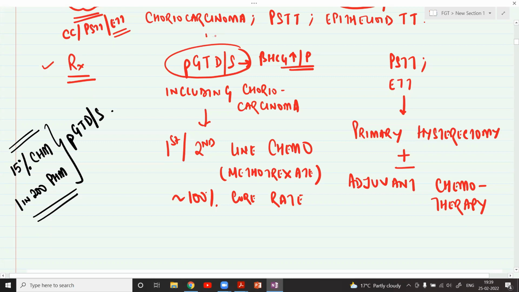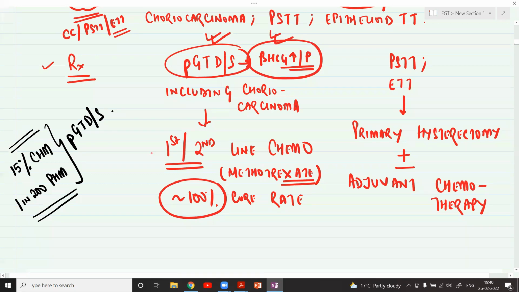Now, why am I separating? Because any persistent gestational trophoblastic disease is treated with first or second line chemotherapy. The first line drug that is used is methotrexate, and they have a 100% cure rate. So very importantly, any gestational trophoblastic disease in which the beta HCG level is rising or plateauing is treated just on the basis of the biochemical report. Just on the basis of this report, I will start first or second line chemotherapy in these patients, and they respond excellently and have a 100% cure rate.